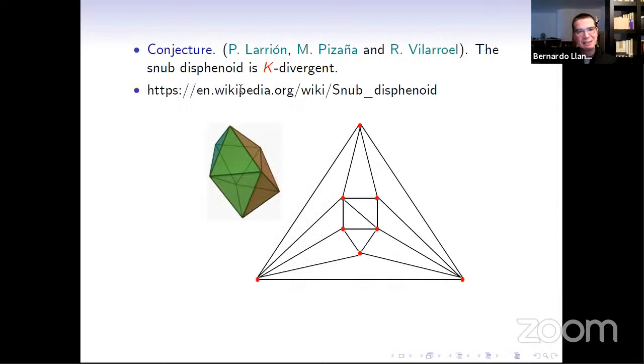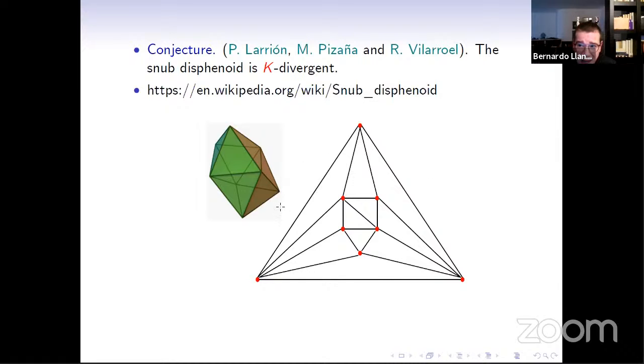This is easy. This snub disphenoid is a kind of three-dimensional polyhedron. I got this picture from Wikipedia. This is the picture of the polyhedron. And when you draw the graph in the plane, you have this graph. You have to prove only that this graph is K-divergent. It is not easy. It is not easy.